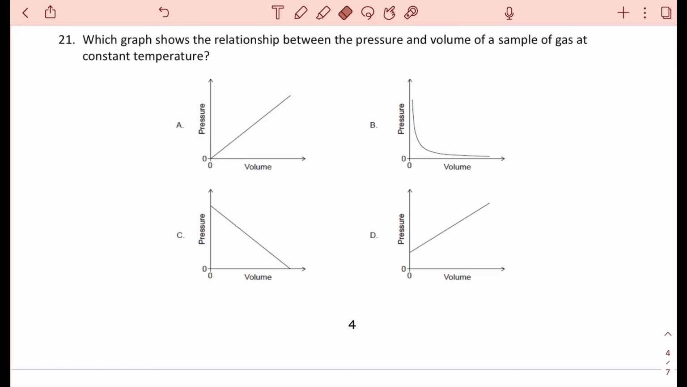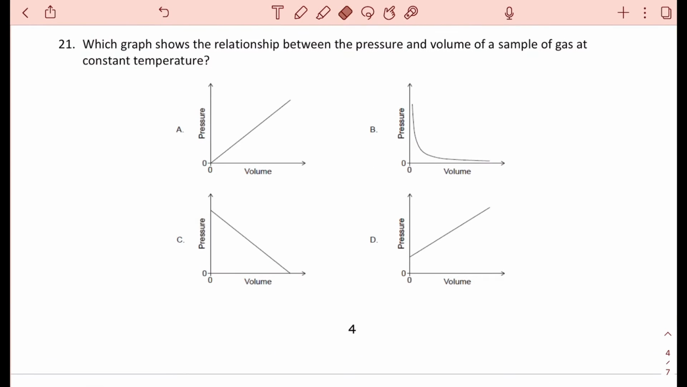Now let's look at two multiple choice questions. Both are taken from past exams. So first one, which graph shows the relationship between the pressure and volume of a sample of gas at a constant temperature?